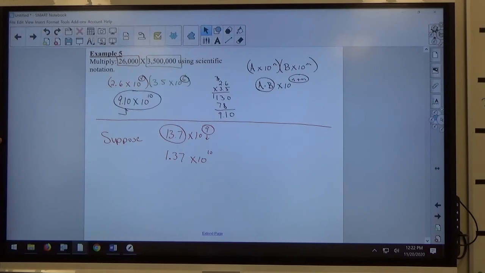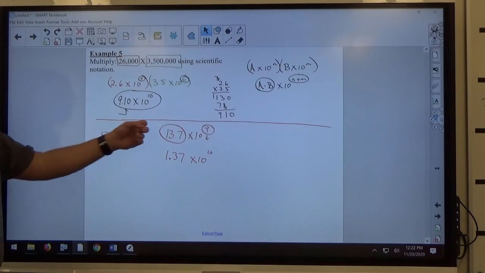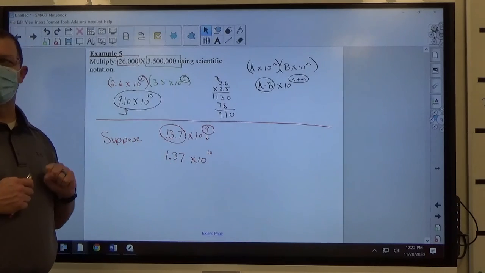That could happen when you're multiplying numbers in scientific notation. You might get a non-scientific notation answer that you have to convert to get a scientific notation answer.